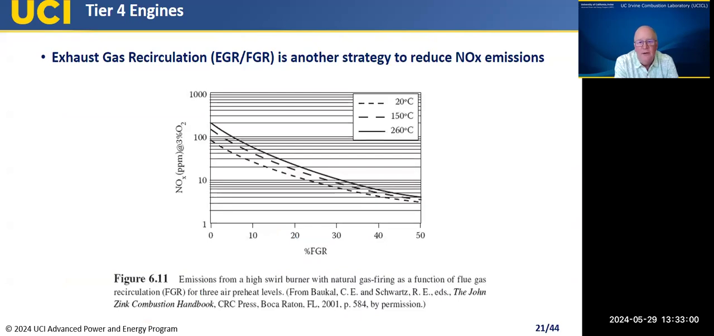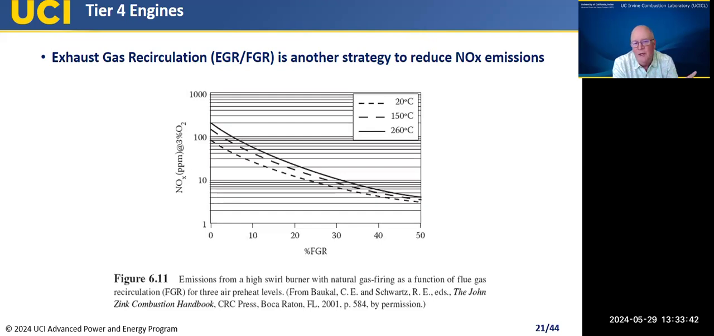So another way to attack NOx emissions besides SCR is what's called exhaust gas recirculation, sometimes called flue gas recirculation. Again, this is something that was done early on to drive down NOx emissions in diesel engines. It's used commonly in many combustion processes, but the takeaway is you can get an order of magnitude NOx reduction if, rather than bringing pure air in, you bring in, say, 80% fresh air with 20% of the exhaust gas recirculated in and mixed in with that air.